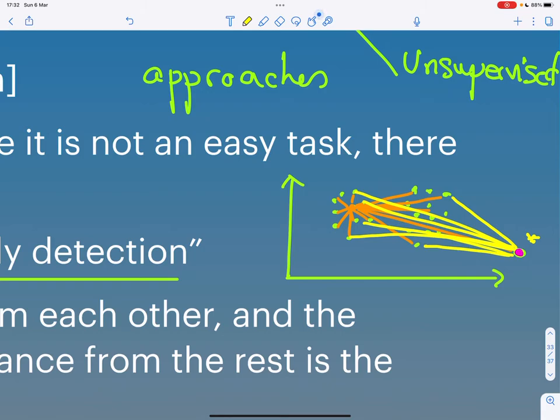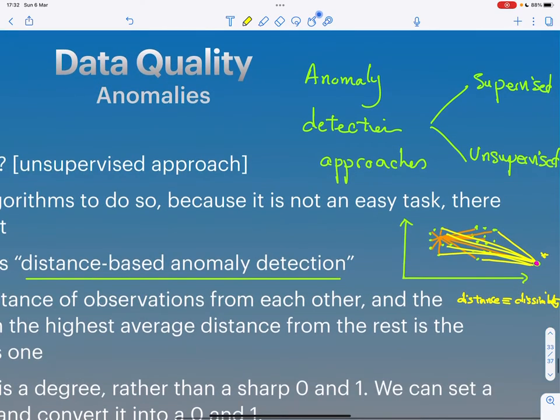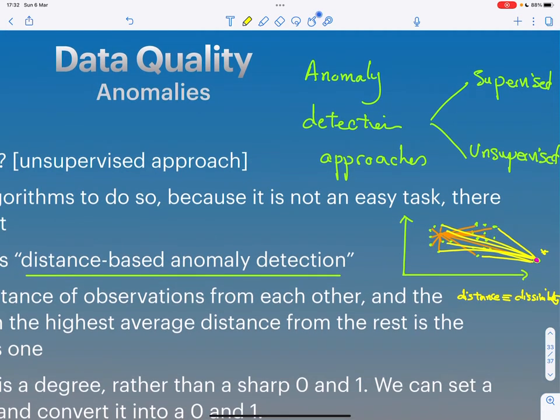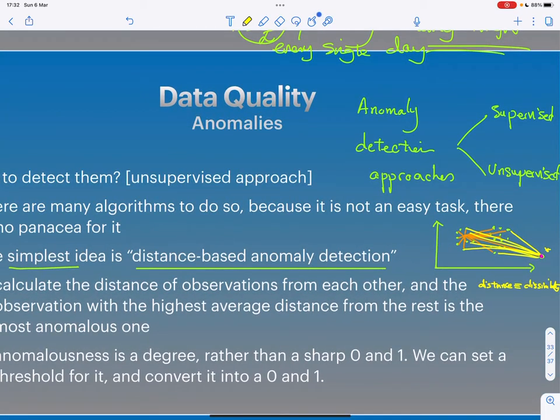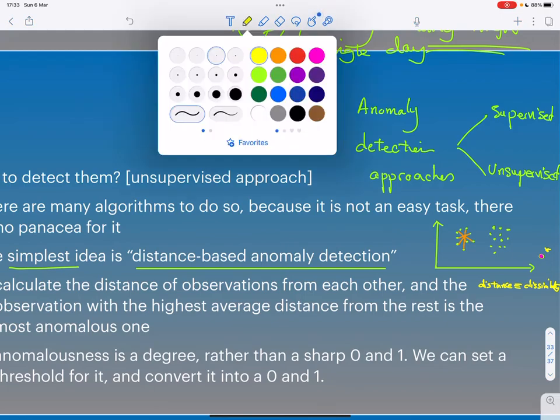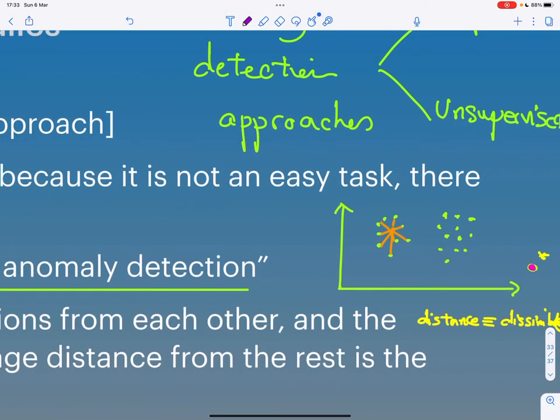The idea is, if one point, distance-wise, which is dissimilarity, so distance is dissimilarity, if one point is distance-wise on average farther from the others, then that might be a candidate for an anomaly. But what would happen if we have a point, let's say, okay, I need a new point. What would happen if we have a point here? Is this an anomaly again?